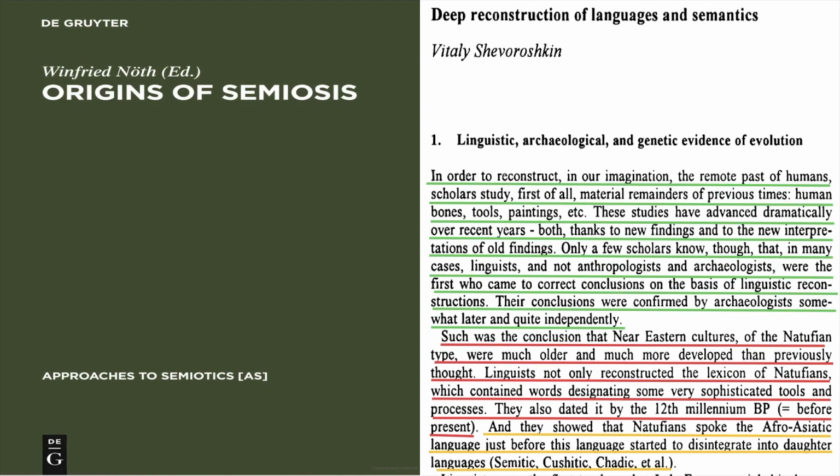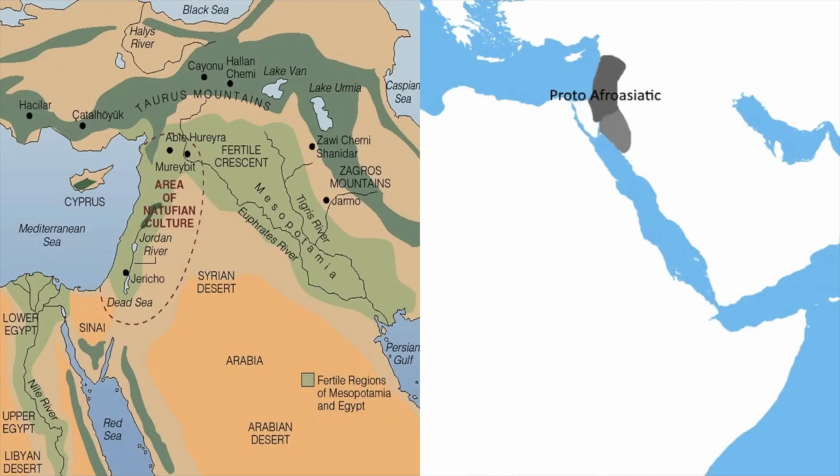They also date it by the 12th millennium before present, BP. And they showed that Natufians spoke the Afro-Asiatic language just before this language started to disintegrate into daughter languages, Semitic, Cushitic, and Chadic. So here is the Natufian zone, or the Natufian region of where they were concentrated, basically from the Dead Sea region and the Negev all the way up into Syria. And here is the home of Proto-Semitic, and they both encompass the same region of the Levant.